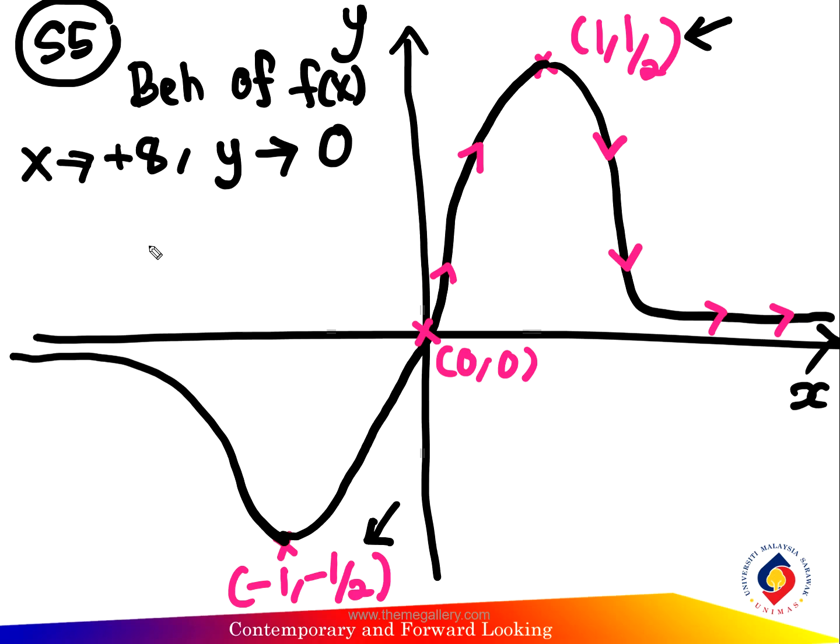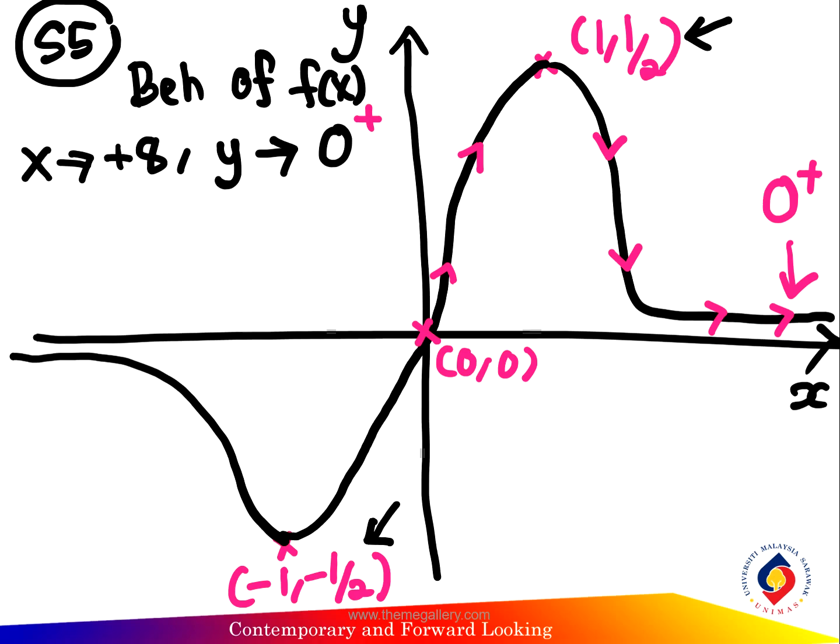Okay, as x approaches positive infinity, y approaches 0, and you check the graph here. If the graph is above the horizontal asymptote, you check here above the horizontal, and here you put the positive sign. So y approaches 0, and here you put the positive sign.